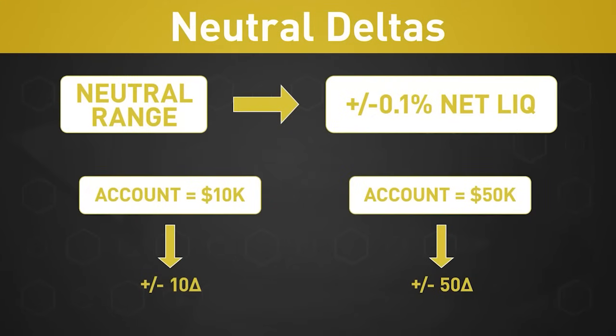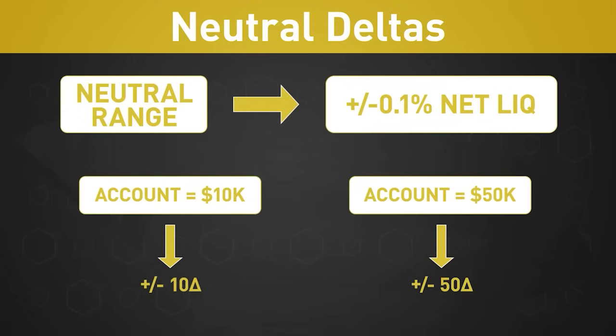Okay, so that's the bullish case, and that's the bearish case. But what about the neutral case? Well, as luck would have it, this one is actually going to be the easiest of the three. So let's have a look. With delta neutrality, it's pretty simple. You want to keep your portfolio delta as close to 0 as you possibly can.